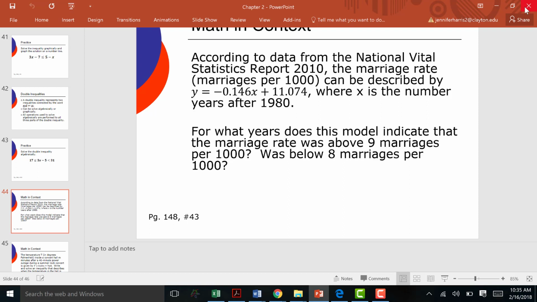So the marriage rate is y. You see you got a y and you got an x. The marriage rate is y. And they're saying the equation for that marriage rate is y equals negative 0.146x plus 11.074, where x is the number of years after 1980. So we aren't looking at the marriages before 1980. We're just looking at them after 1980. Okay, all right. For what years does this model indicate that the marriage rate was above 9? Okay, the marriage rate was above 9 marriages. Okay, so can I erase this?